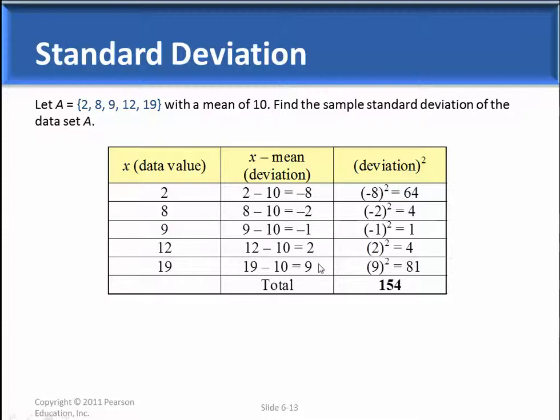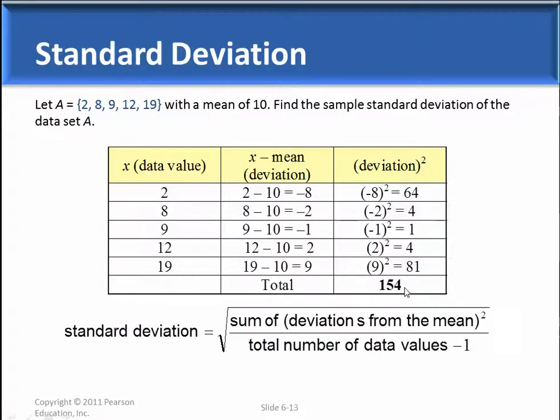Now, you will notice here, if we had just added these up together, -8, -2, and -1, those all equal -11. Add 2 and 9, now you've got 0. So just adding those by themselves doesn't do us any good. So we're going to square them and come up with a sum of 154. So looking back at the formula and what we need to do next, we've done the top part of this fraction. We've summed the deviations from the mean. So the next step is we're going to divide by the total number of data values minus 1 and take the square root.